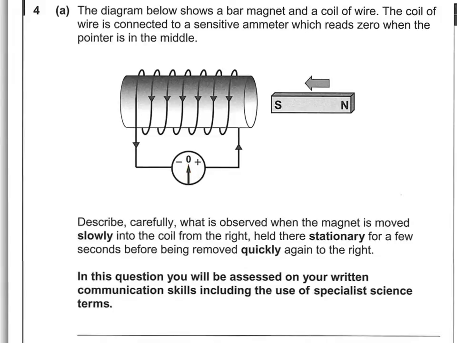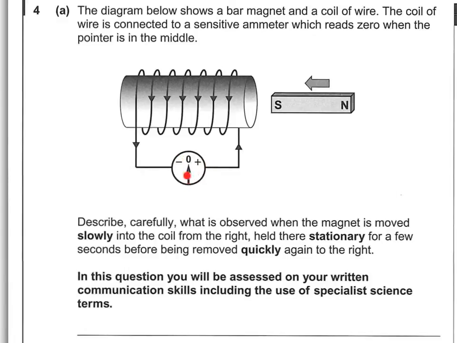when we bring the magnet in. So as the magnet moves in, there's this deflection on the meter. What happens then is that when it's stationary, the meter quickly goes back to 0 and stays there. And then when we quickly remove the magnet, we get a deflection in the opposite direction to the way it went the first time, and it's a stronger deflection.